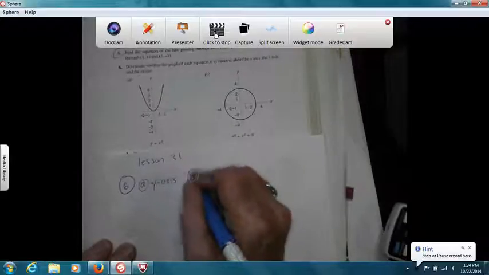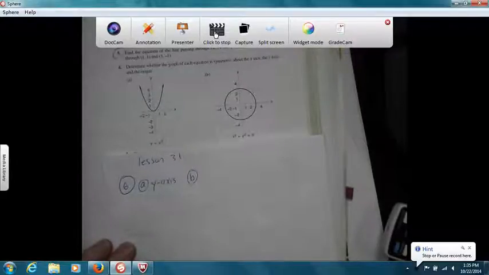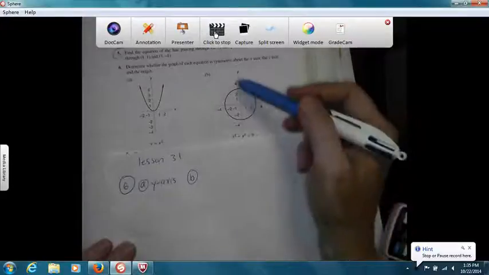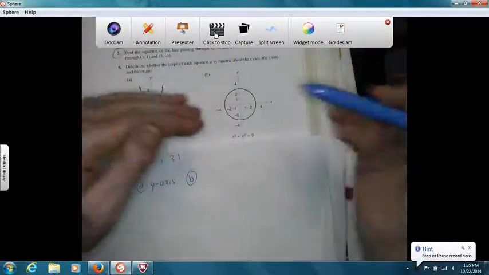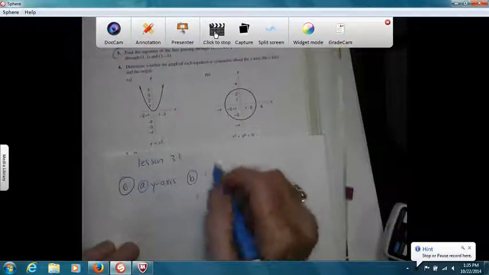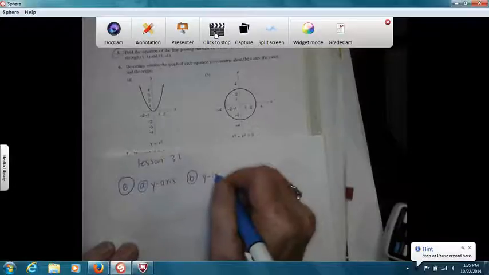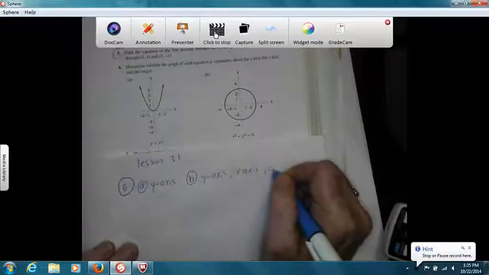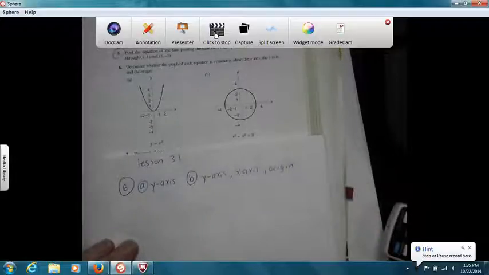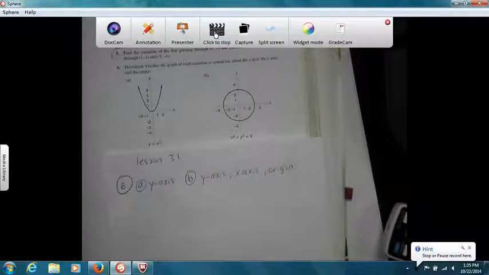What's B? I think it is all of them. Because if I folded it along the x-axis, the sides would coincide, and if I folded it on the y-axis, and also if I do the origin. So I'm going to say y-axis, x-axis, origin. Yeah. Ching. That was number 31.